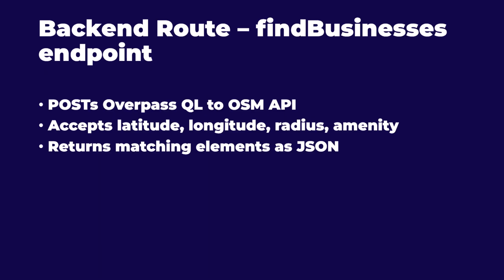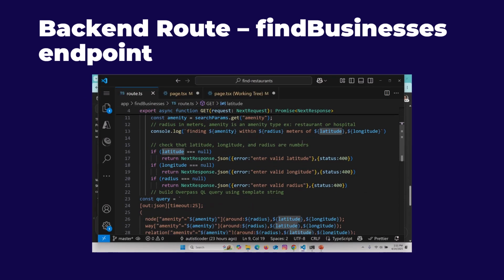Our route accepts user parameters and builds an Overpass QL query string. It then posts that to OpenStreetMap's API and returns the results to our front end. And then here's what that looks like.